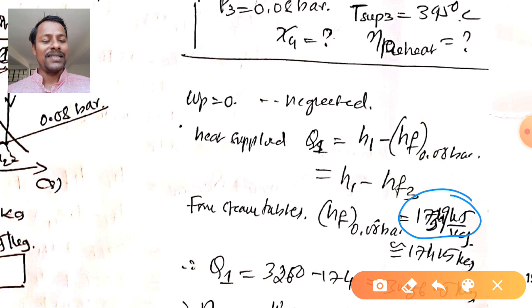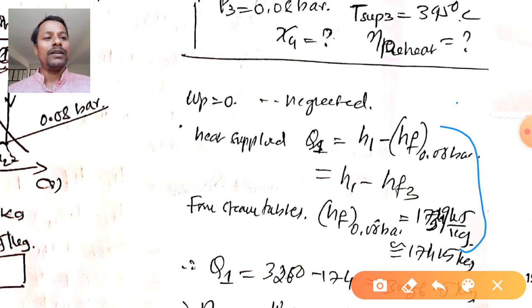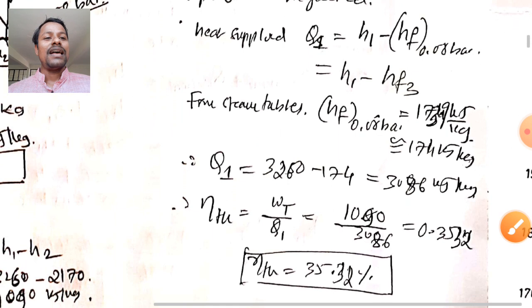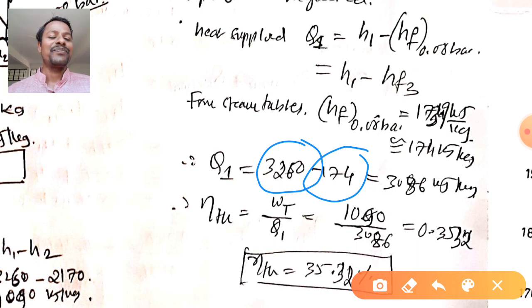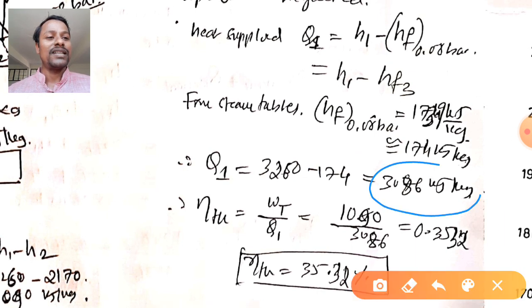From the steam table we got the enthalpy of saturated liquid, HF at 0.08 bar, as 173.9. I am sorry, it is disturbed there. I can approximate this as 174 kilojoule per kg. Substitute this value in the heat supplied equation: H1 we have 3260, HF4 we have 174. If I operate the calculator, I get the heat supplied as 3086 kilojoule per kg.